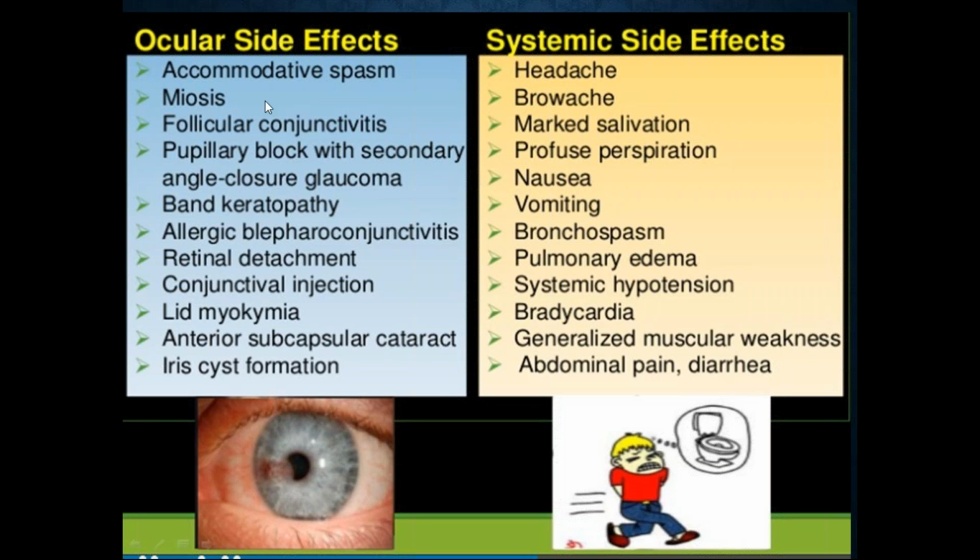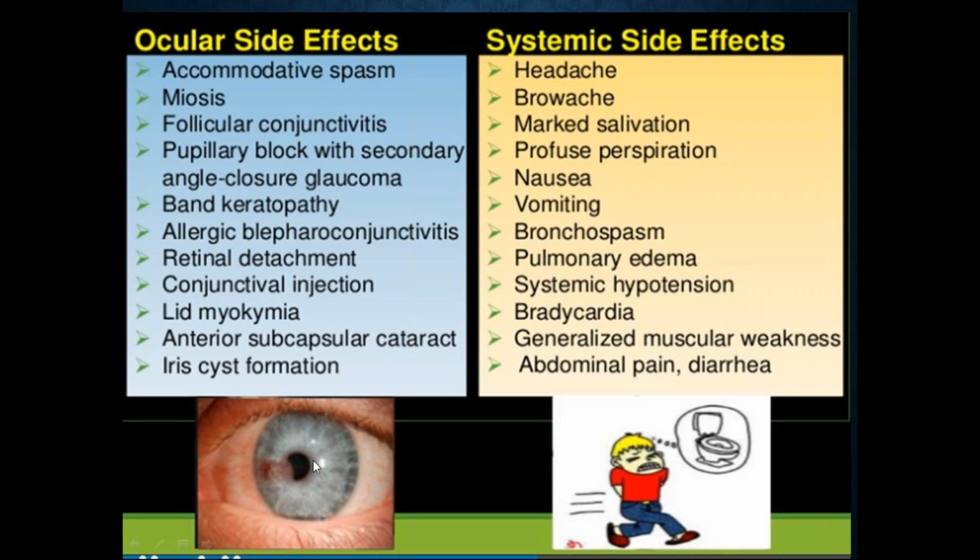Because of the drug reaction, there will be follicular conjunctivitis. Sometimes pupillary block will be there with secondary angle closure glaucoma. Because of too much constriction, the aqueous which is going to pass through the pupillary area will not pass, and further there will be angle closure glaucoma.